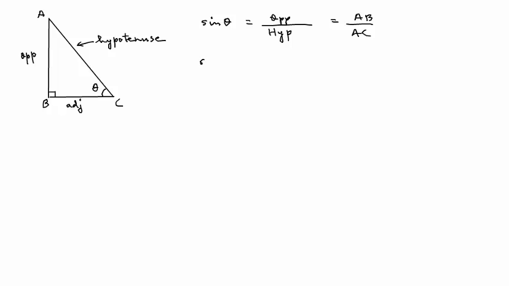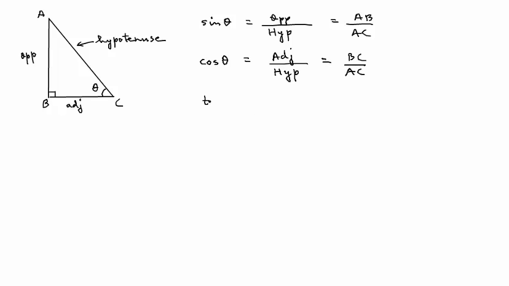Define another function and let's call it cosine theta. Now I'm using the term function. Function means something that depends on theta. So we say this is a function of theta, because as theta keeps changing, these ratios will keep changing. So cosine theta is defined as the adjacent over the hypotenuse. In this case, for theta, the adjacent is BC over AC.